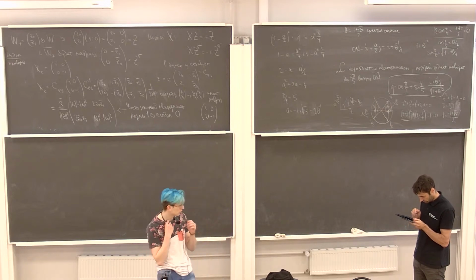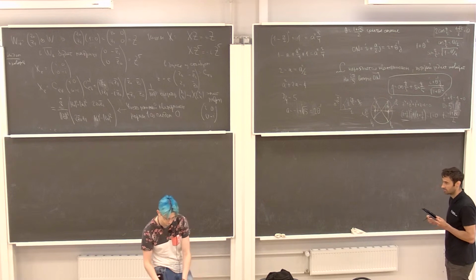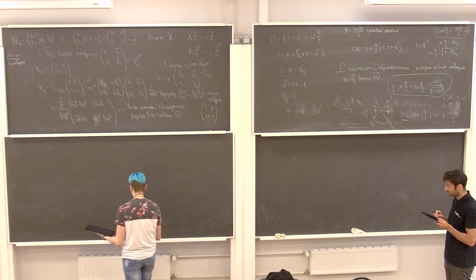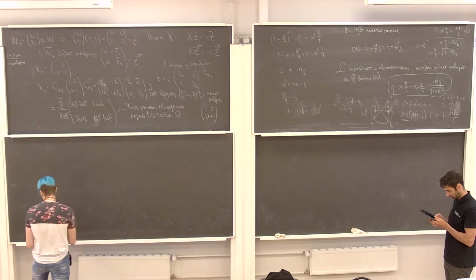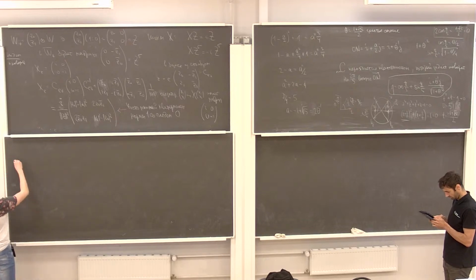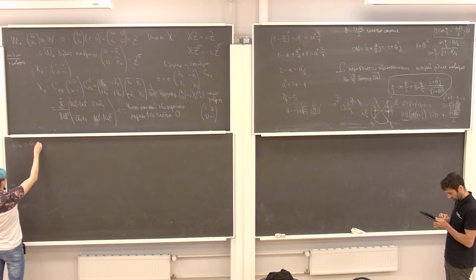Okay, is it working? Okay, let's try it. So first of all, C lambda is A lambda and then B lambda.